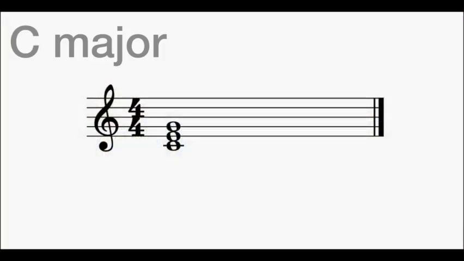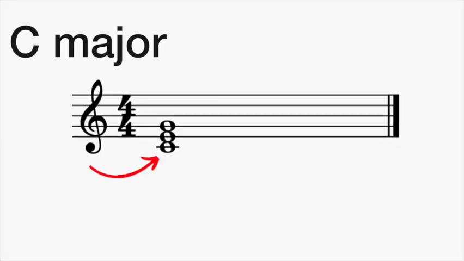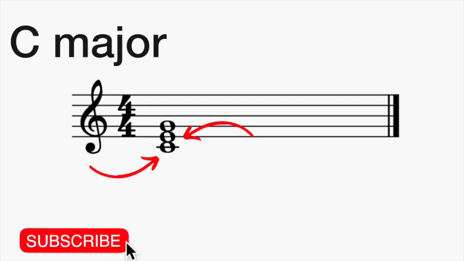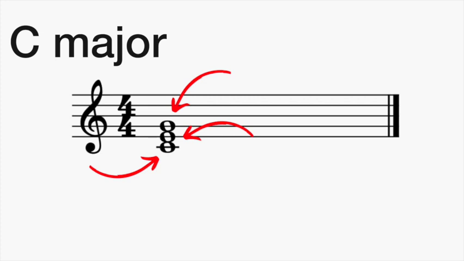This is a C major triad, a three-note chord. It is made up of the root note, the C, the note a third above that, the E, and the note a third above that, which is a G. And all these notes are coming from our C major scale.